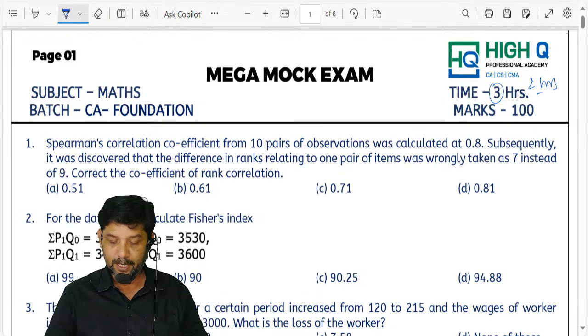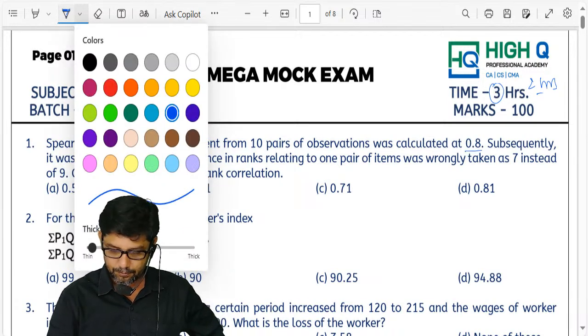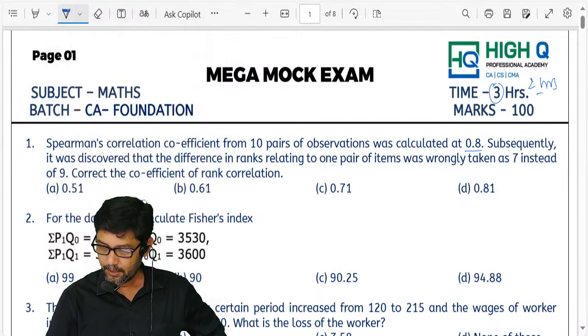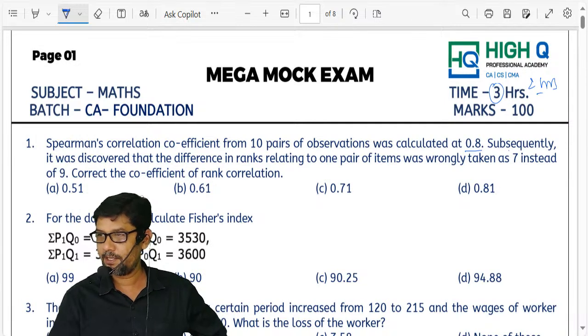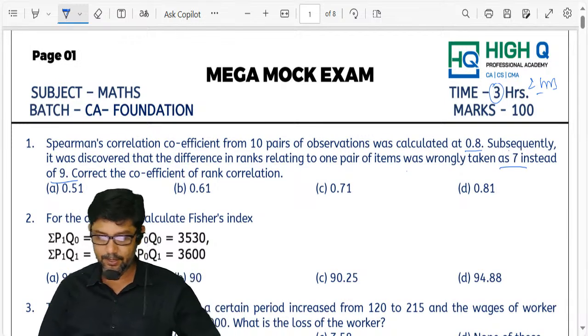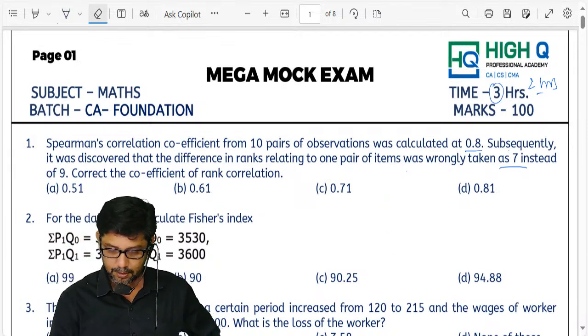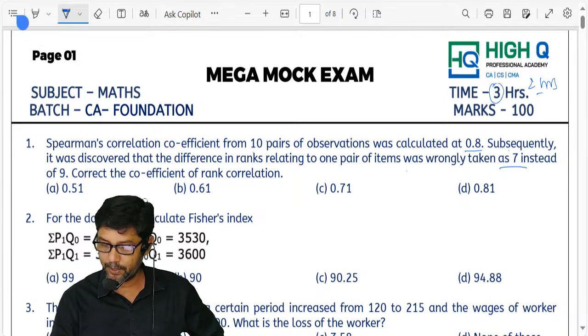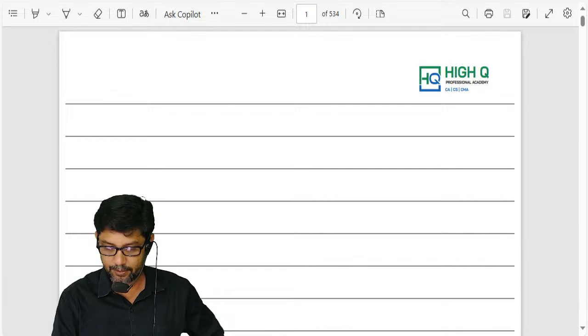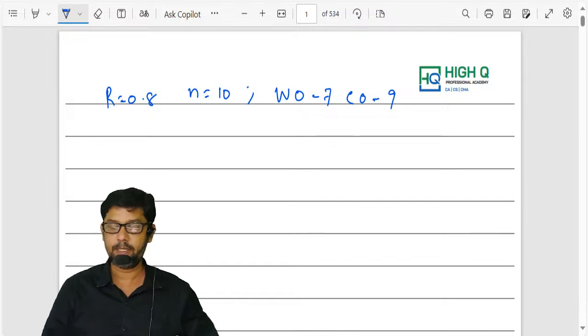Now I'll solve. Spearman's rank correlation coefficient from 10 pairs of observations was calculated at 0.8. Subsequently, it was discovered that the difference in ranks relating to one pair of items was wrongly taken as 7 instead of 9. Now listen here. For 10 pairs of observations it was calculated as 0.8. That means it is given R is equal to 0.8, N is equal to 10. Wrong observation is 7, correct observation is 9.